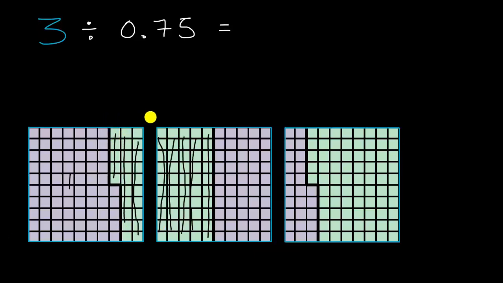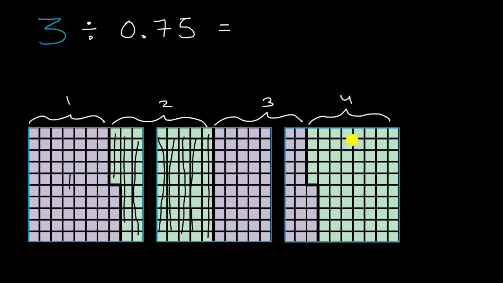So that right over here, let me just use a color I can see, this right over here is our second group. This is our first group right over there. And then that's our third group. These are all equal groups of 75 hundredths. And that's our fourth equal group of 75 hundredths in the green again.